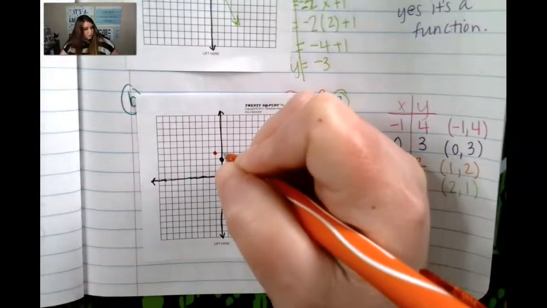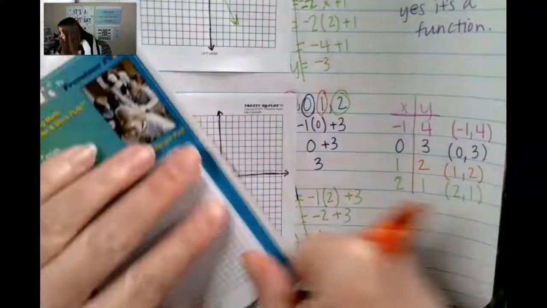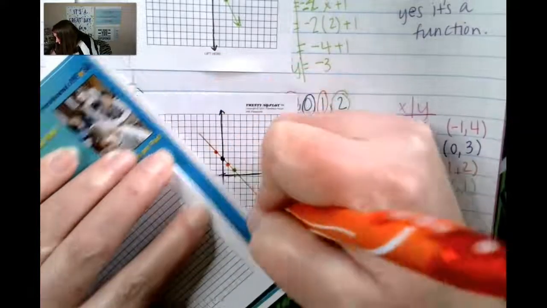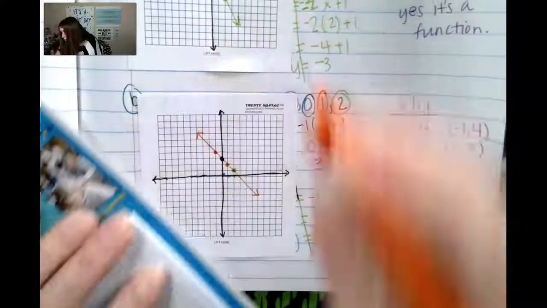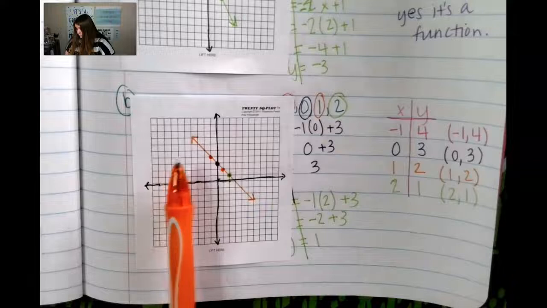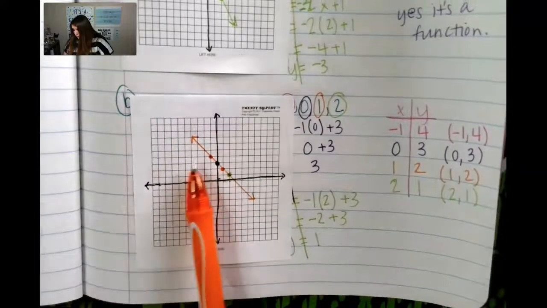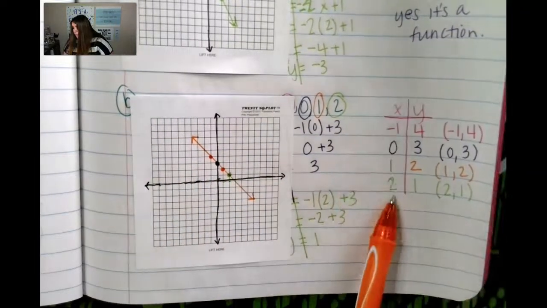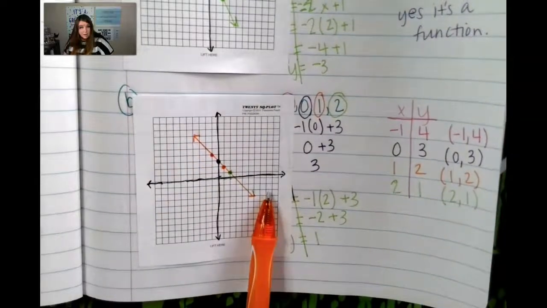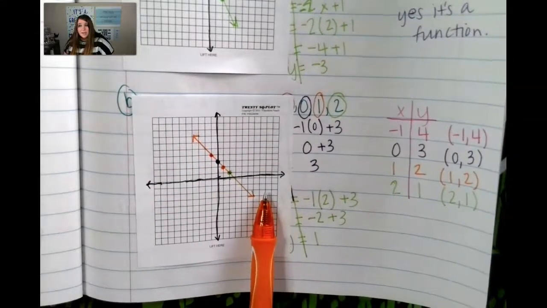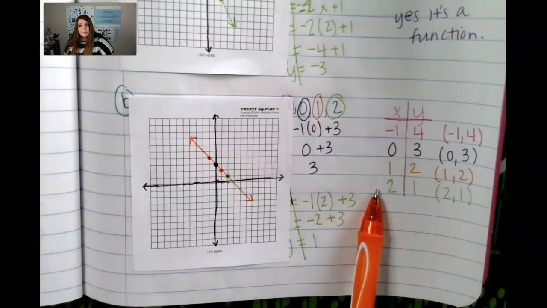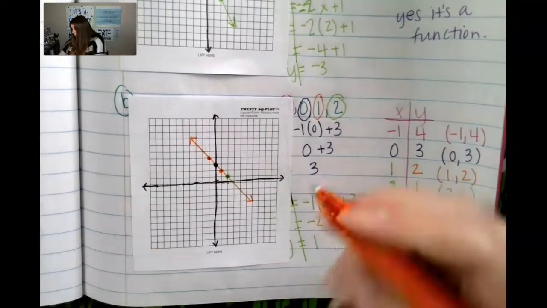And now I'm going to connect these, and it makes a straight line. And we know that straight lines only have one x. So this line at an angle shows that it has a negative slope. It also shows that it is a function. So this one is a function.